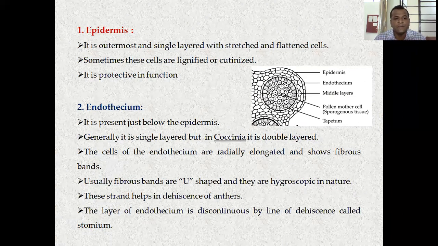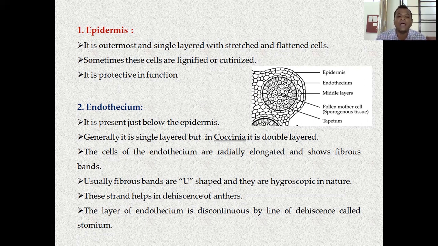First of all, we will discuss epidermis. The epidermis is outermost and single layered with stretched and flattened cells. Here you can see these stretched and flattened cells. Sometimes these cells are lignified or cutinized. It is protective in function. The next layer, that is endothelium, is present just below the epidermis. In general, it is single layered, but in coccinea, it is double layered. The cells of endothelium are radially elongated and show fibrous bands. Usually, fibrous bands are U-shaped and they are hygroscopic in nature. These strands help in dehiscence of anther. The layer of endothelium is discontinuous at the line of dehiscence called stomium.